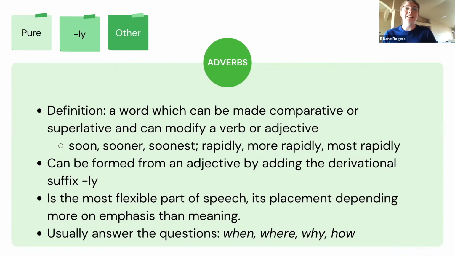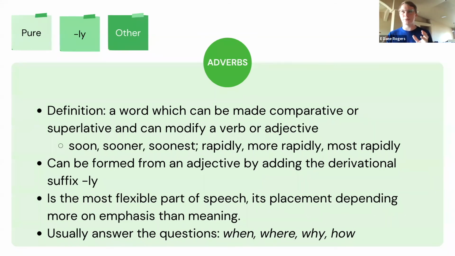All right, can be formed from an adjective by adding the derivational suffix ly. Technically, this isn't an inflection, it's a suffix because it's a morpheme that comes from the word like. So for example, it's rapid like, it's rapidly. So it's a derivation of the word like. It is the most flexible part of speech, right? I showed you very specific places that adjectives have to go, even based on their content. Nouns and verbs have a formula. You can't make a formula for adverbs.